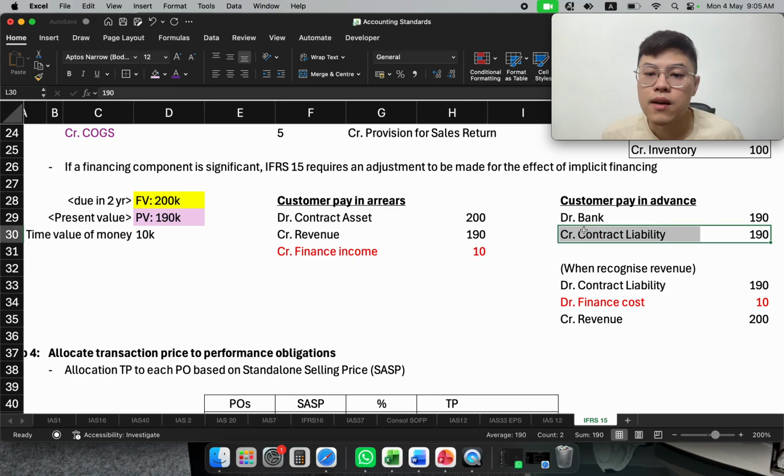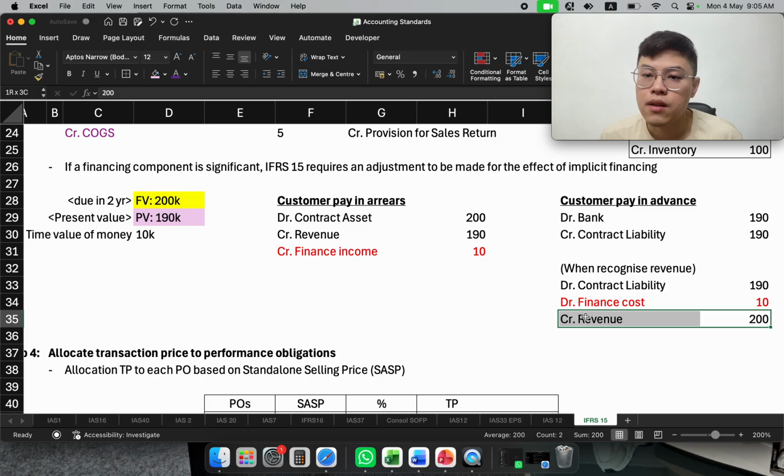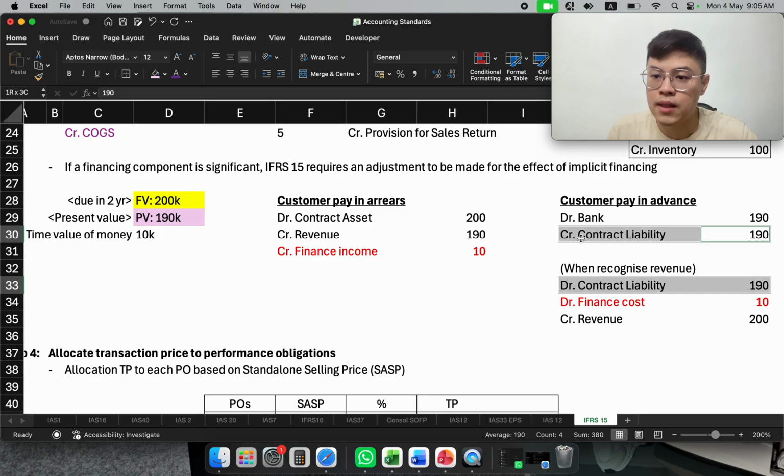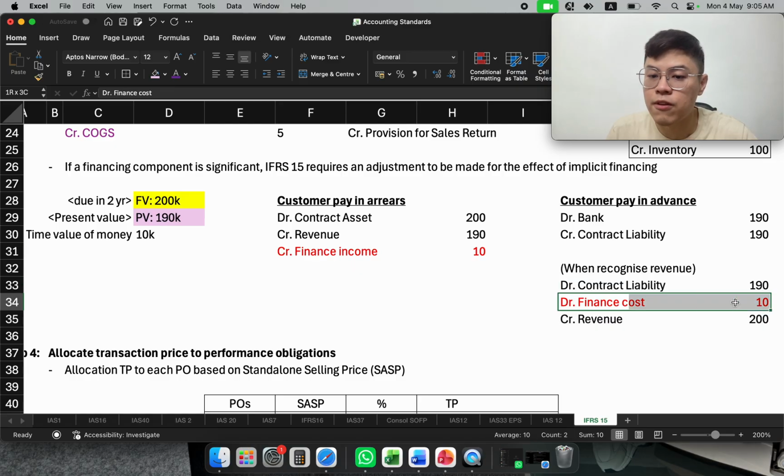For example, if this is present value 190, in 2 years later it will become 200, because from present value converting to future value will increase. So 190 becomes 200. So you debit your contract liability to cancel off your contract liability, and you credit your revenue 200. The difference on the debit side will be your finance cost. This is what we're trying to say.